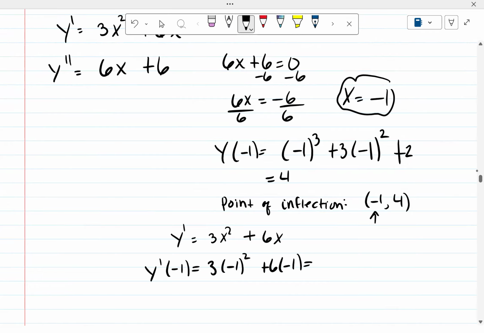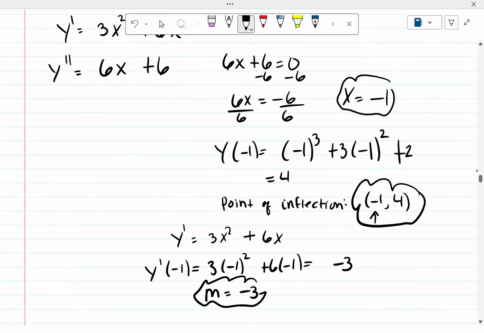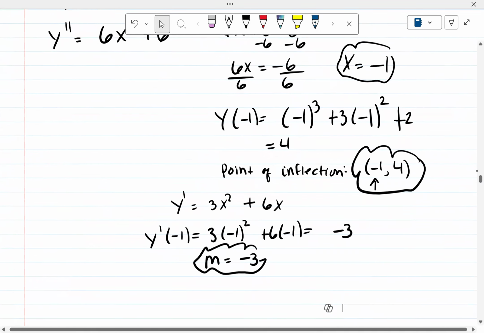And that spits out -3. So that means my slope is -3. So we have a slope of -3. We have a point of inflection at (-1, 4). So we can just put it back in, put it in the point slope form, right?